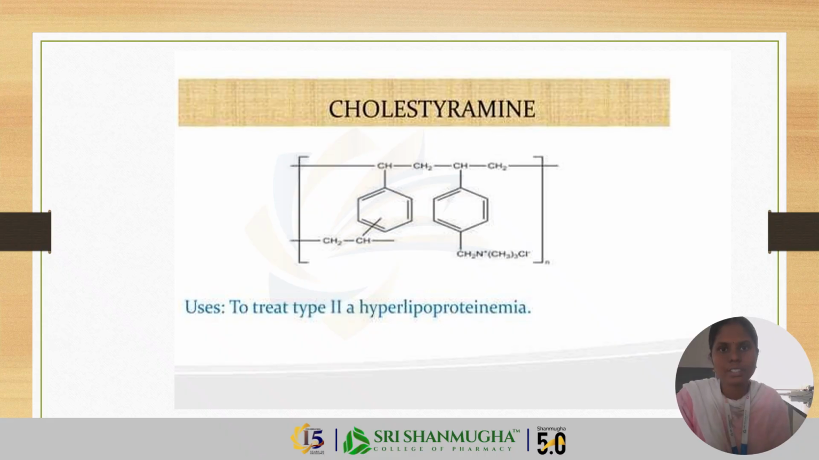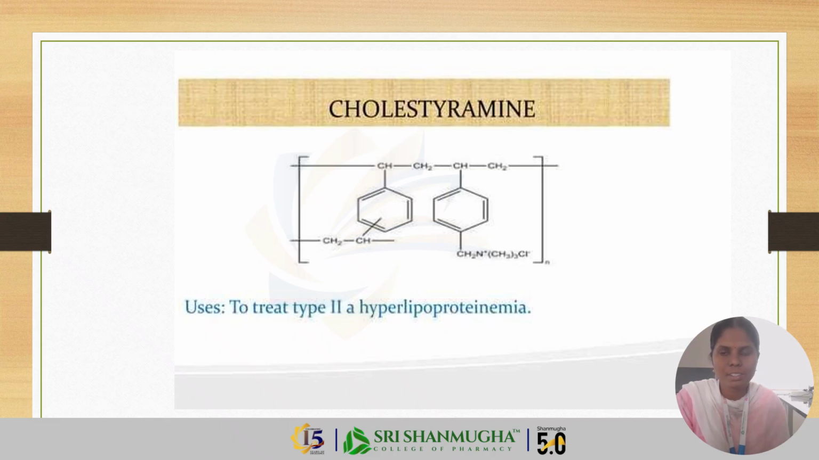The next drug is cholestyramine. It mainly belongs to the class of drugs known as bile acid sequestrants. It is a non-absorbable anion exchange resin that acts within the gastrointestinal tract. It works by binding bile acids in the intestine and preventing their reabsorption. As a result, the bile acids are excreted in the feces.